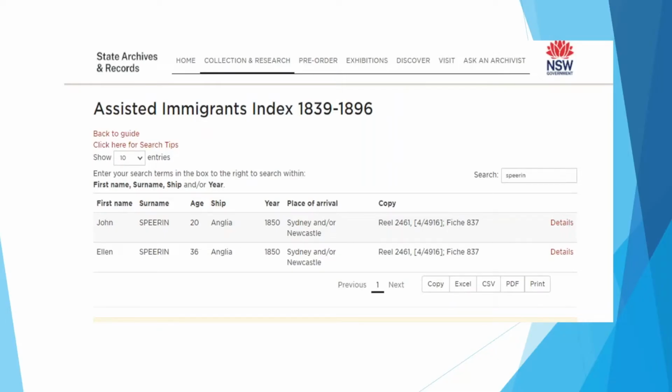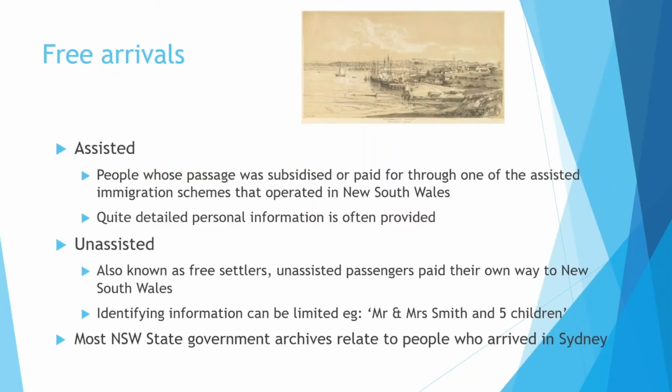So that's a nice little lead into our next topic, which is free arrivals. So free arrivals are divided into those who are assisted. So these are people who had their passage paid for them through one of the many schemes that operated in New South Wales or the UK at that time. Now, records of assisted passengers contain quite detailed information about an individual. The government wanted to know if they were going to be able to work and support themselves. So they wanted to know if they were strong and in good health, and they weren't going to be a burden on the government if they had their passage paid.